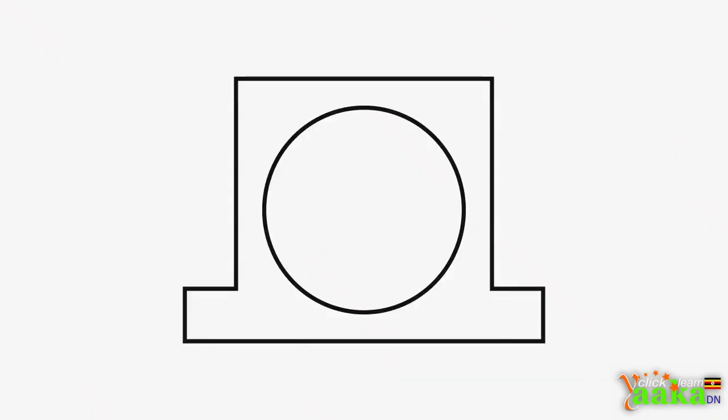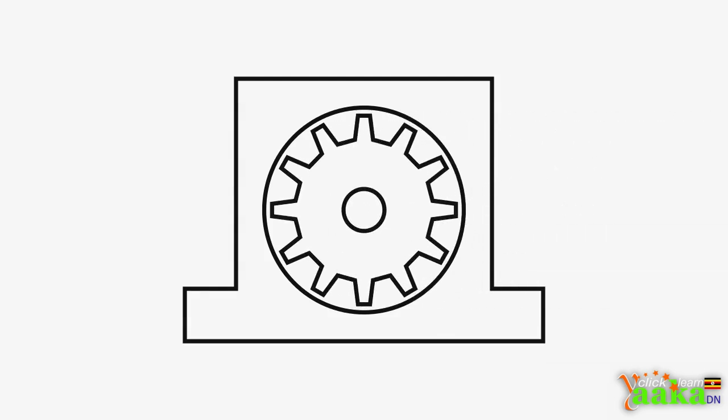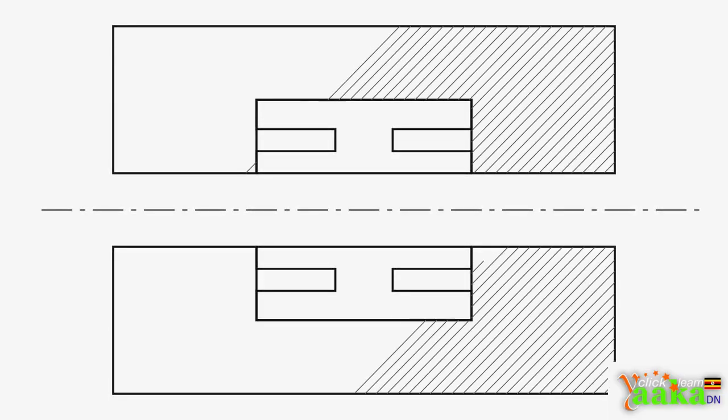Things get slightly more complicated when you section an assembly, where multiple separate parts are fitted together. Here we have a gear sitting inside a mechanical housing. If we hatched both of these adjacent parts at the exact same angle, they would visually merge into one solid block of metal. To prevent this confusion, we must alternate our hatching angles.